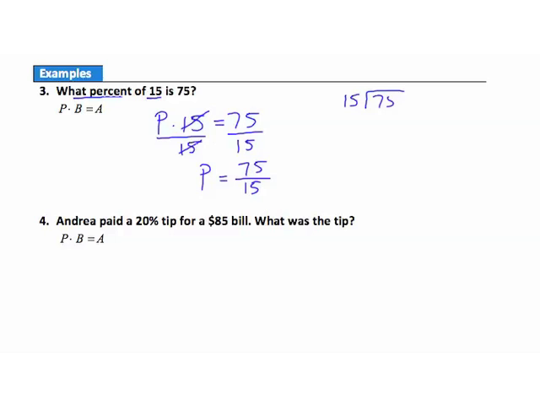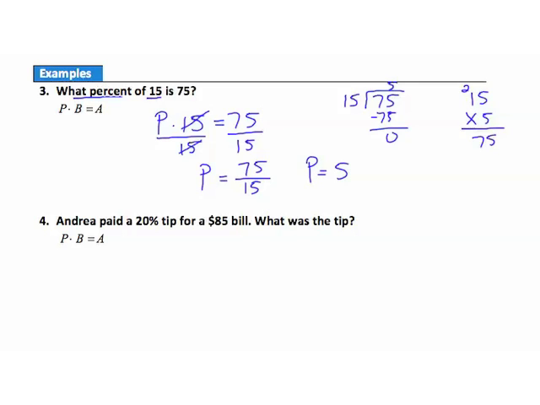15 into 75. 15 won't go into 7, but it will go into 75. I'm thinking probably 5 times, but let's double check. 5 times 15. 5 times 5 is 25. Carry the 2. 5 times 1 is 5 plus 2 is 7. 75 right on the button. So we're going to get 5 there. That was 75. No remainder. So it looks like we're getting this answer of P equals 5.